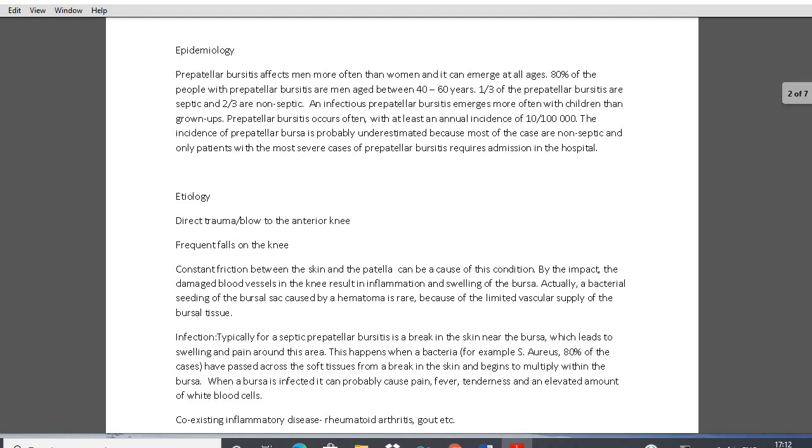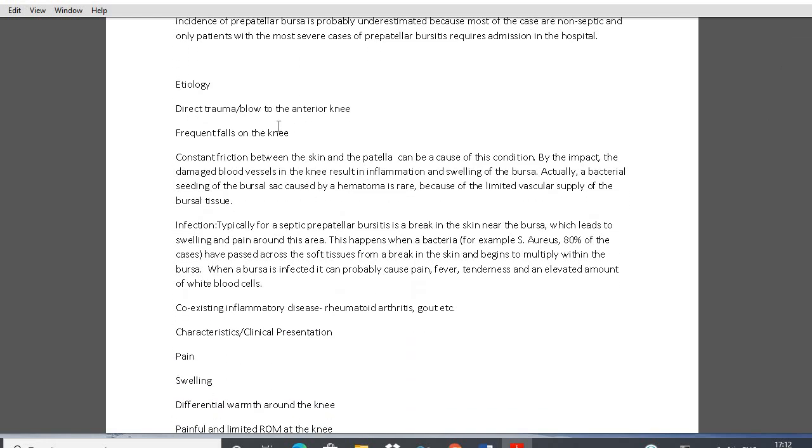The causative factors are direct trauma to the anterior knee, frequent falls on the knee, and constant friction between the skin and the patella. The impact damages the blood vessels in the knee, resulting in inflammation and swelling, although bacterial seeding of the bursal sac caused by a hematoma is rare.